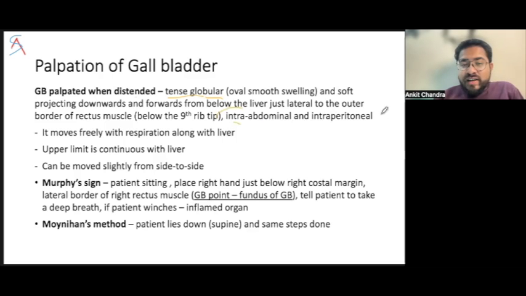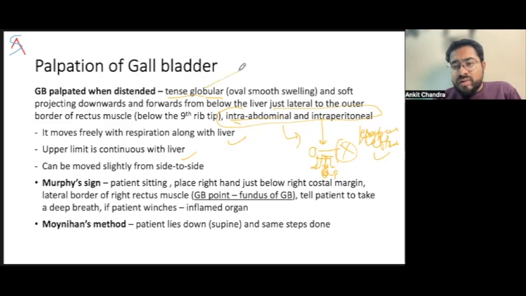This I'll tell you, how to differentiate whether it's intra-abdominal or intraperitoneal. It moves freely with respiration along with the liver. The upper limit continues with the liver and can be moved from side to side. You have to remember, gallbladder is not ballotable like the kidney. If the examiner asks, what if it is the right kidney of the patient? Say it is not ballotable.